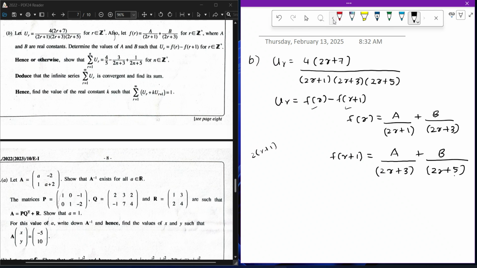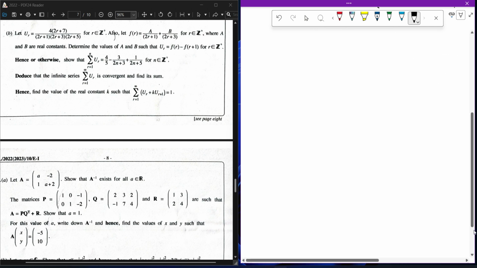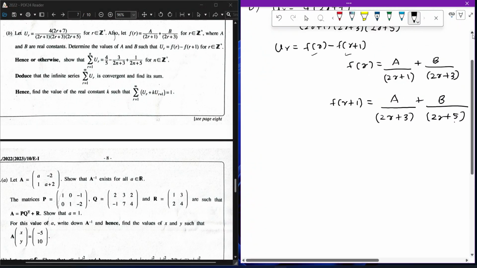And now that we've found out our data, now we'll move on directly to the u_r equals f_r minus f_(r plus 1) expression, and substitute these terms for each of f_r and f_(r plus 1).